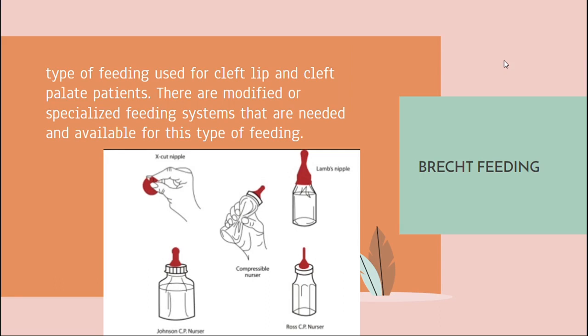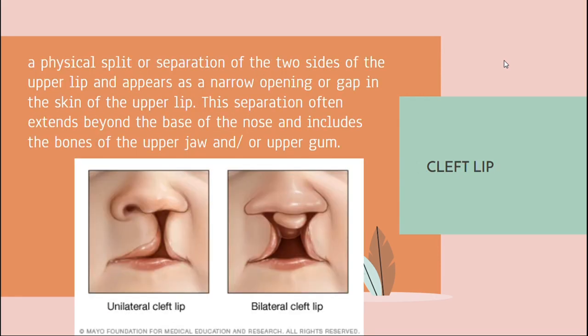Brecht feeding is a type of feeding used for cleft-lipped and cleft palate patients. There are modified or specialized feeding systems that are needed and available for this type of feeding, such as the special needs feeder, pigeon, and the Mead-Johnson cleft palate nurser. Cleft lip is a physical split or separation of the two sides of the upper lip and appears as a narrow opening or gap in the skin of the upper lip. The separation often extends beyond the base of the nose and includes the bones of the upper jaw and/or the upper gum.